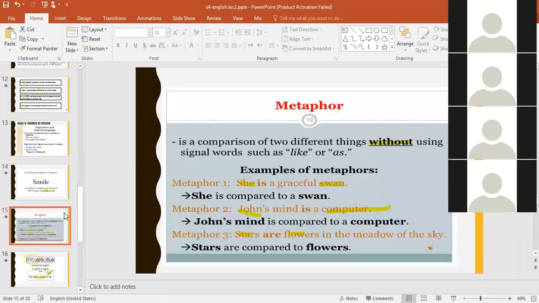Now I move to a metaphor. A metaphor is also a comparison between two things, but without using as or like. This is the difference between the three of them.